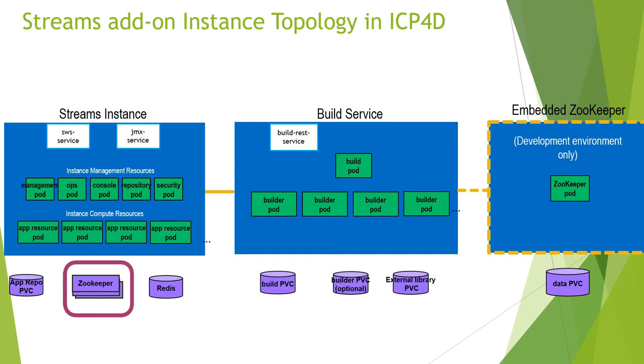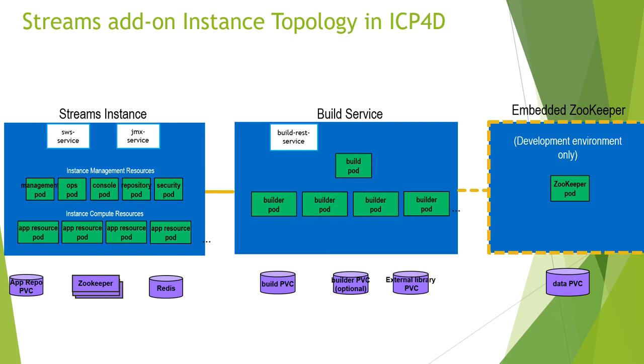Streams supports checkpointing of application state to enable guaranteed tuple processing. The Streams instance uses Redis as its checkpoint store. Using checkpointing is optional. If a user wants to use application checkpointing, they must set up a Redis instance and supply Redis when provisioning the add-on instance.